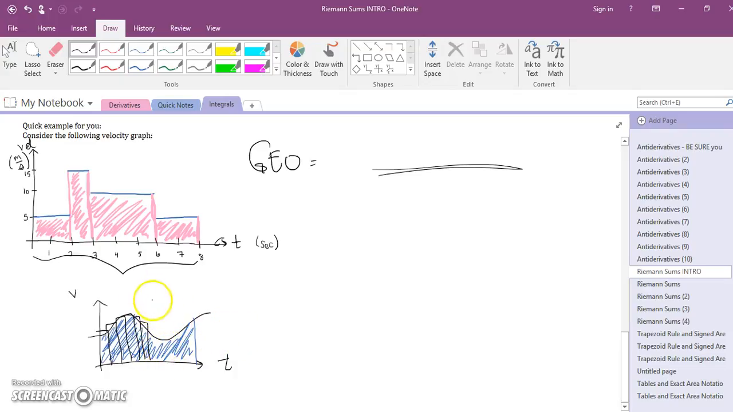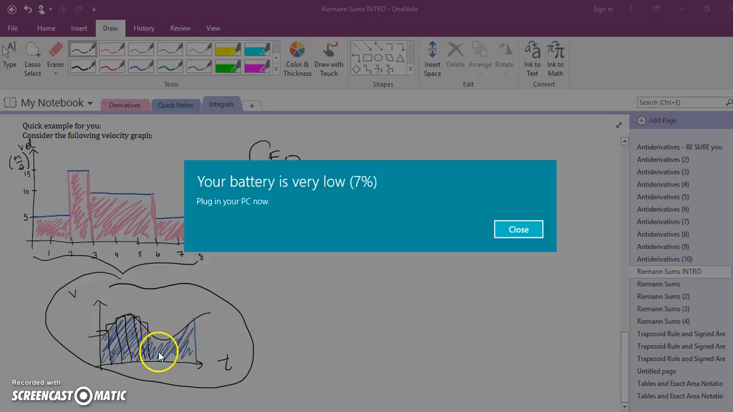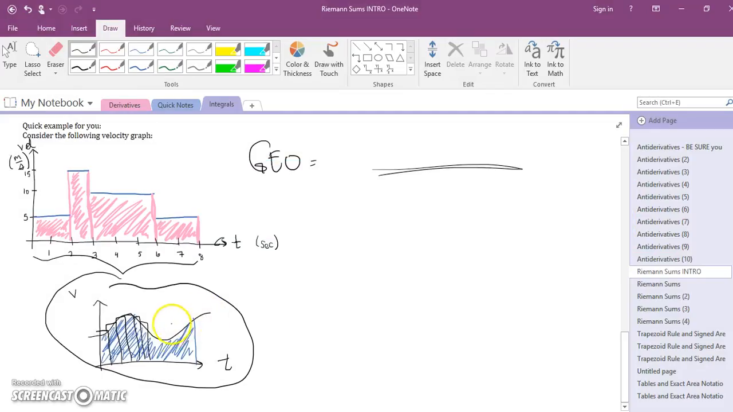But at this point, just realize that the reason you have to learn Riemann sums is because we want to approximate areas under a curve, and we can't use geometry to do it, and we're very soon going to connect it to integrals and to derivatives.